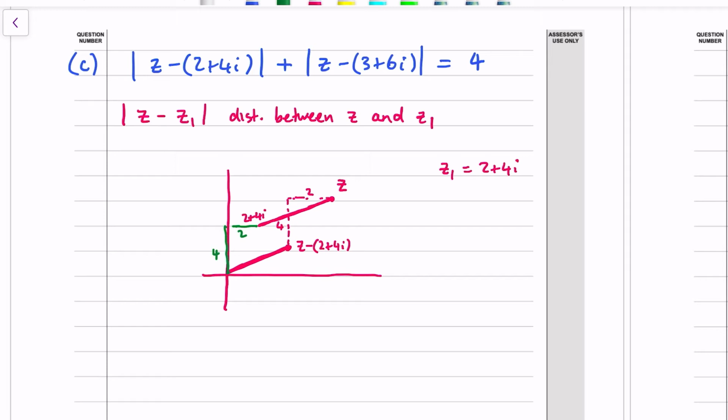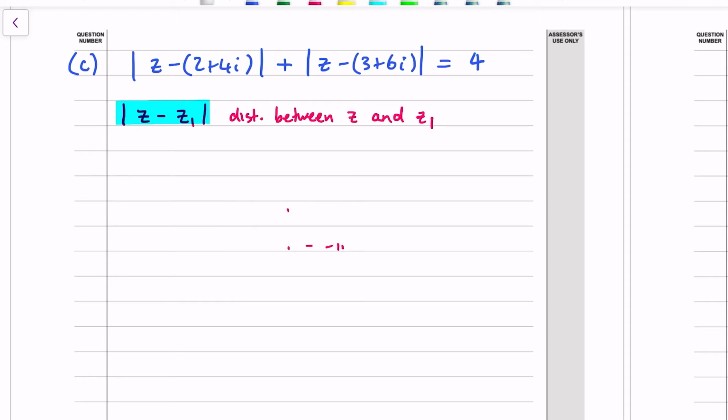Whenever you see the difference of two complex numbers with a modulus around it, you need to remember it's the distance between those complex numbers. And if you do that, the next hurdle is to realize that this is an ellipse. The locus is an ellipse with foci at 2 plus 4i and 3 plus 6i.